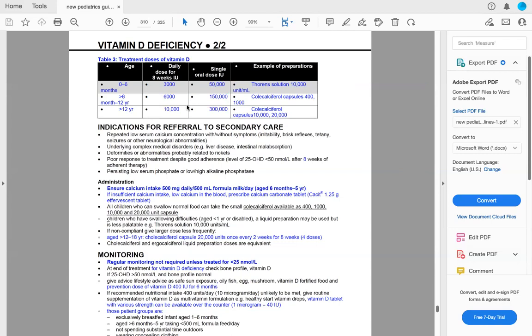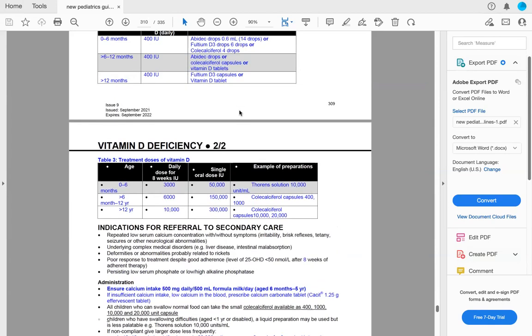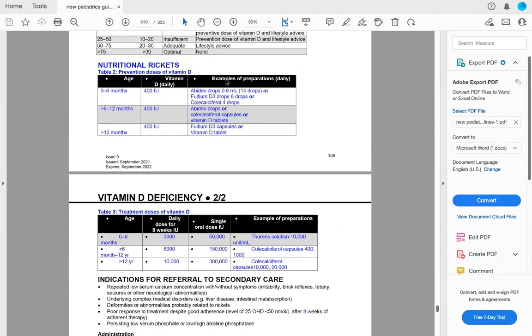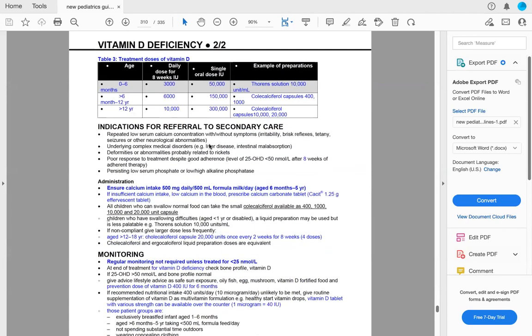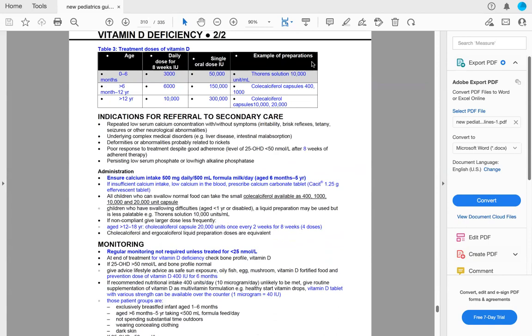So this is the treatment dose, and this is the prevention dose. Prevention dose is 400 daily, and treatment dose is different: 3,000, 6,000, 10,000 daily, or 50,000, 1,50,000, 3 lakh once. What is the formula? Formula is vitamin D3, cholecalciferol. And now the examiner will ask you when you will refer this child.